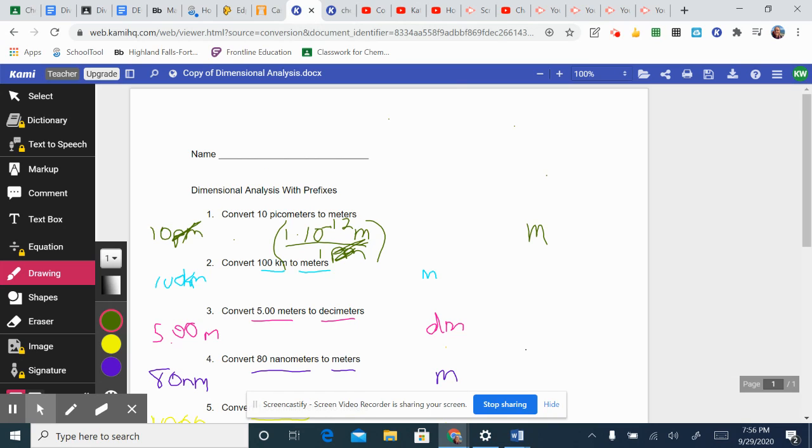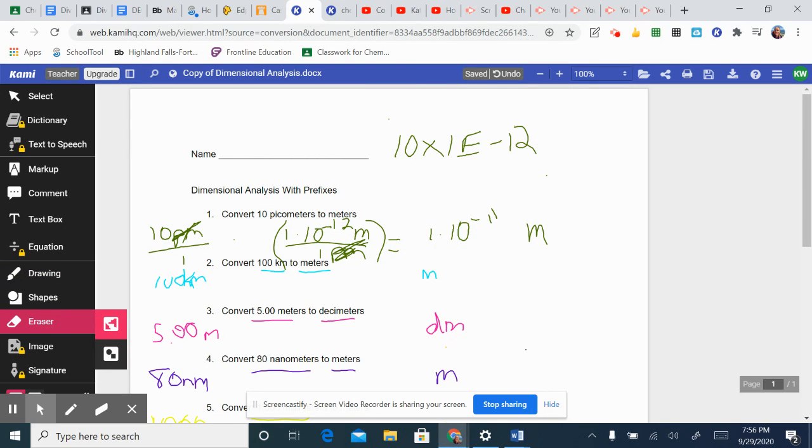So when we're plugging this into our calculator, we're going to do 10 times 1E negative 12. And when you do that, your answer is going to be 1E negative 11, which is the same thing as saying 1 times 10 to the negative 11th power. That was multiplying our top numbers. Multiplying our bottom numbers, we just have 1 on the bottom because 1 times 1 is 1. So our answer is just 1 times 10 to the negative 11.